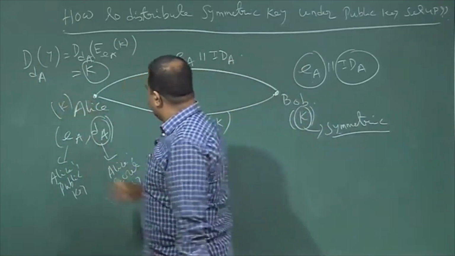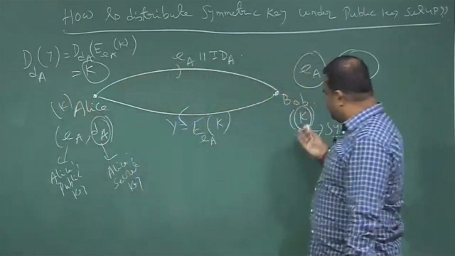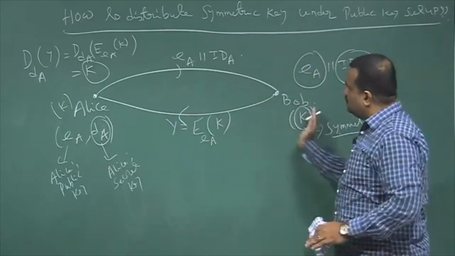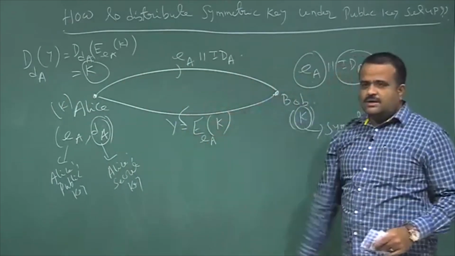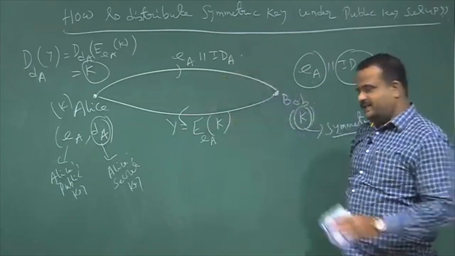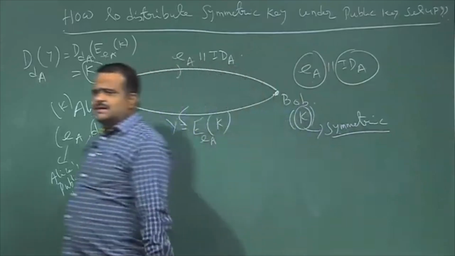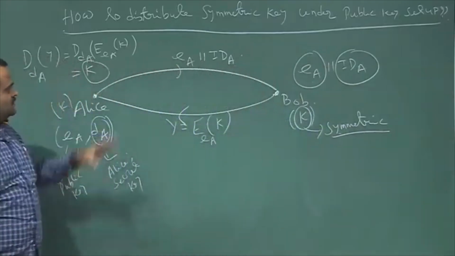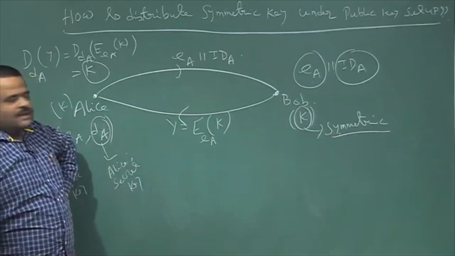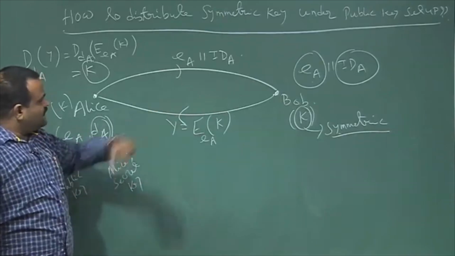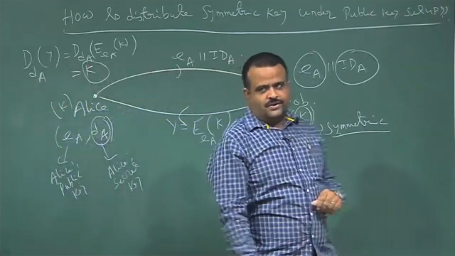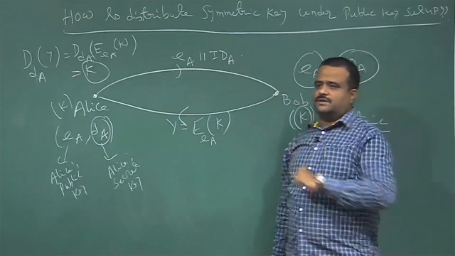Now Alice has this K, and Bob also has this K, because this K is generated by Bob. This can be done by Bob also. This communication can be this way also. Instead of Alice, Bob also can send this. That does not make any difference, because ultimately they have to agree on a symmetric key K, and they agreed on the symmetric key. Now, they can happily use symmetric key encryption and decryption for their further communication.